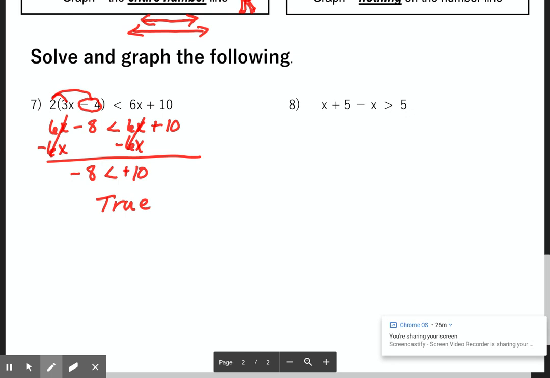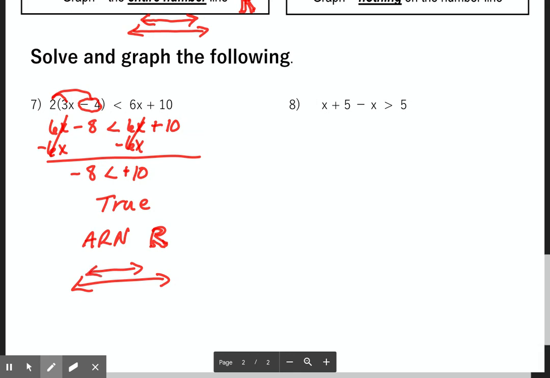So therefore, it's going to be all real numbers. And if you want to do your R like that, something like that, you can. And then the number line would be like that. Okay? All right, let's look at problem 8 and see what happens here.